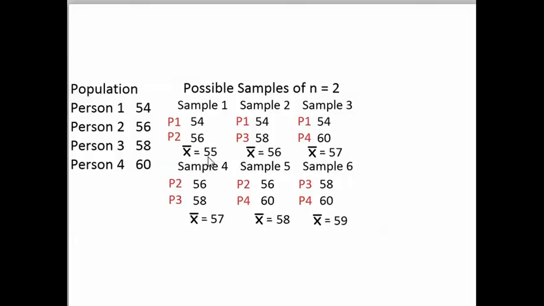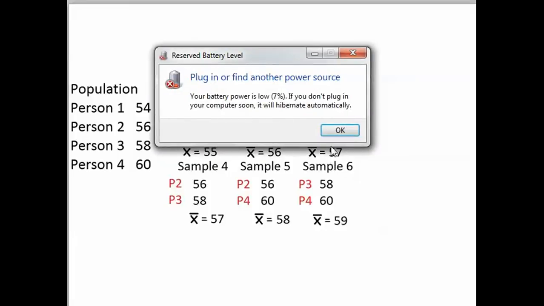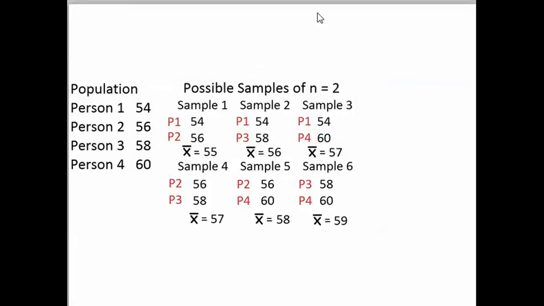So what this is showing you is that the sample mean that I end up getting depends on which sample I end up selecting. If I end up selecting sample 1 and I collect data from sample 1, my sample mean will end up being 55. If I end up selecting sample 6 to be my sample and I collect data from sample 6, my sample mean will end up being 59. So this is just showing the idea of sampling variability. Different samples give different results.